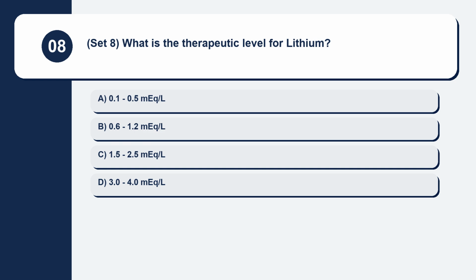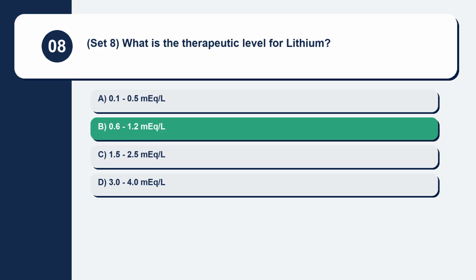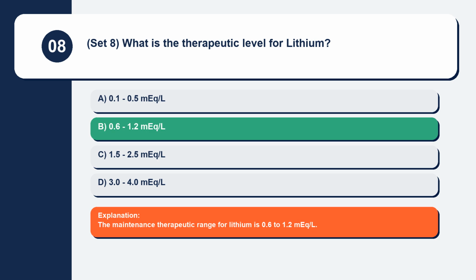Question 8. Set 8. What is the therapeutic level for lithium? 0.1 to 0.5 milliequivalent/L, 0.6 to 1.2 milliequivalent/L, 1.5 to 2.5 milliequivalent/L, 3.0 to 4.0 milliequivalent/L. The maintenance therapeutic range for lithium is 0.6 to 1.2 milliequivalent/L.